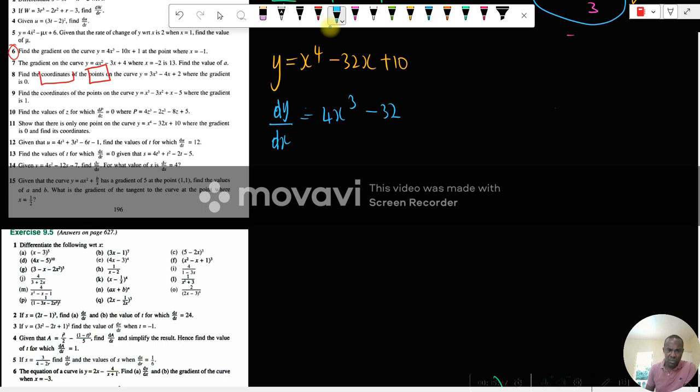So a simple cubic equation there. And of course, when the gradient equals 0, that implies that dy by dx is equal to 0. So we're going to set dy by dx to 0, and then we're going to try to solve. Work with me. We have 4x cubed minus 32 is equal to 0. What is the HCF of 4 and 32? What is the highest common factor of 4 and 32?